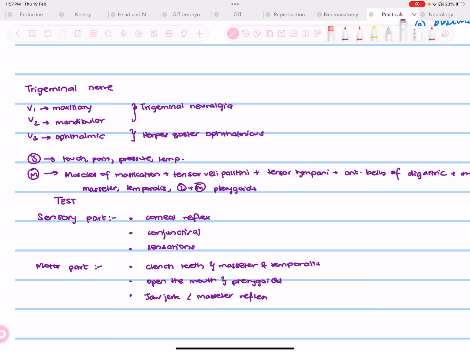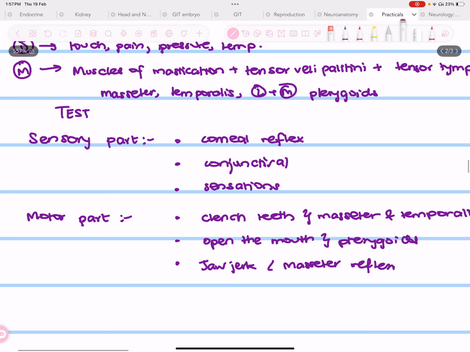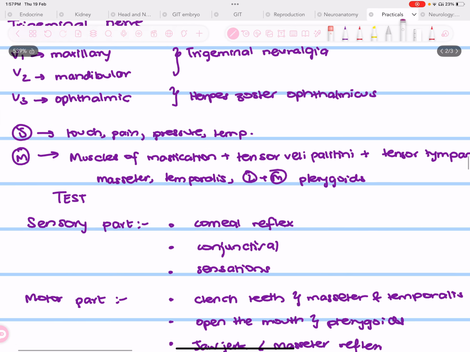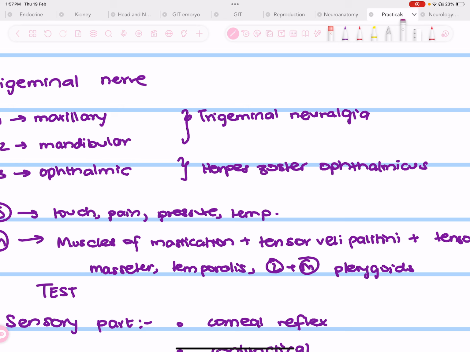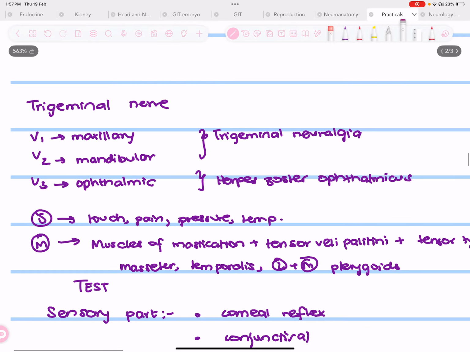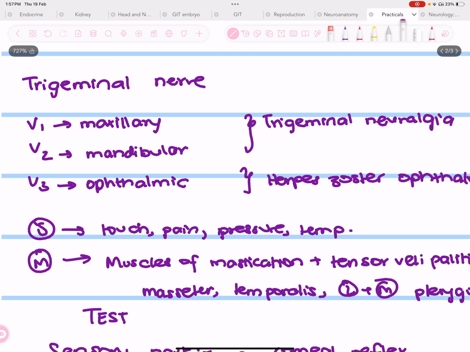Now, in order to test it out, first of all, we need to test the sensory part separately and the motor part separately. Before going to that, let me make you familiar with two of the clinical conditions. One is trigeminal neuralgia. Now, what happens in trigeminal neuralgia is that there is stabbing pain over the area of the face, which is most commonly felt over the skin that is particularly innervated by maxillary as well as the mandibular division. So it's basically stabbing pain over the area of the skin, which is innervated by maxillary as well as mandibular division. And what about herpes zoster ophthalmicus?